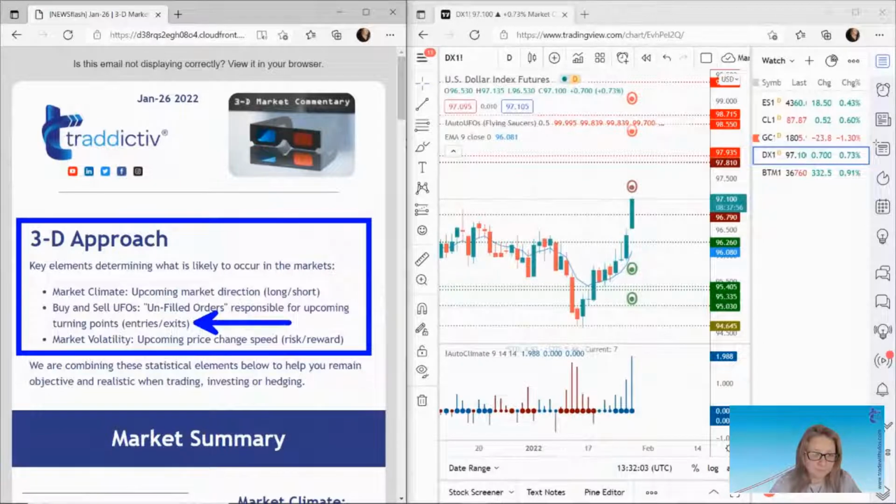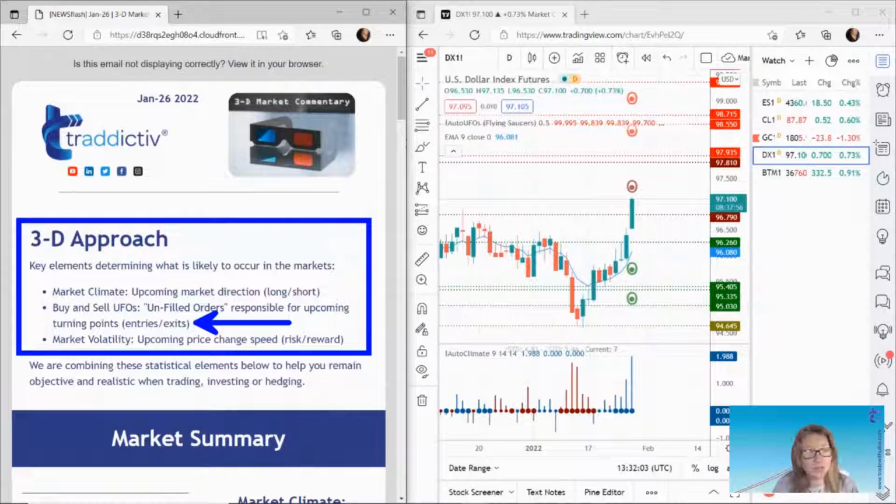Then what we want to know is, okay, we might have the probabilities of whether price might move up, down, or nowhere. We then want to know where specifically is that likely to happen, as in what specific prices. This is where we use buy and sell UFOs. Now, UFO stands for unfilled orders. Essentially what this is doing is looking at where we have lots of buyers waiting to buy and where we have lots of sellers waiting to sell. Why is that important? Because lots of buyers tend to push price up, lots of sellers tend to push price down. So we want to know where they are so we can buy and sell with them.